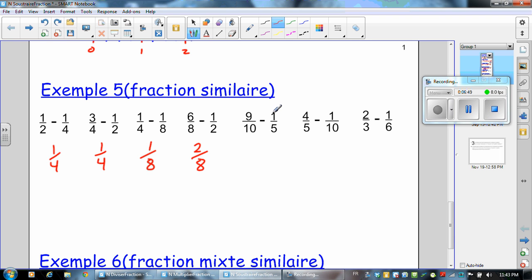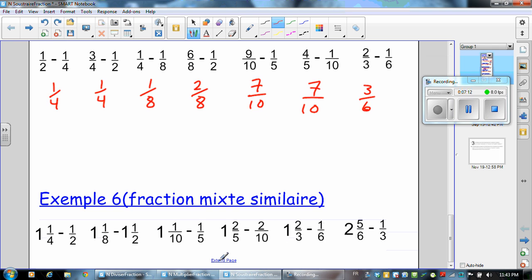The difference between 2/10 and 9/10 is 7/10. The difference between 1 and 8/10 is 7/10. And the difference between 1 and 4/6 is 3/6. Again, if you struggle with any of these, I recommend using a number line.